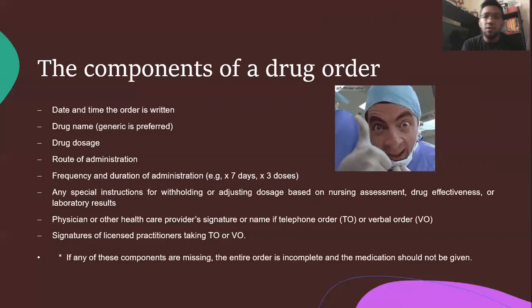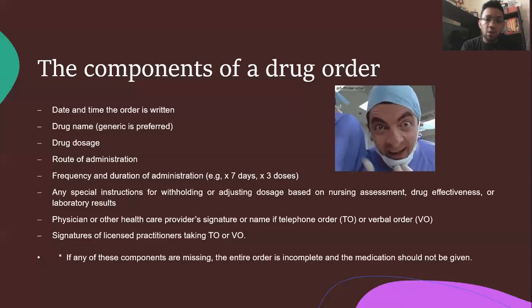Frequency and the duration of the administration. So for example, the patient needs to take an antibiotic for 7 days, 3 days, or three times a day, or any special instructions for withholding or adjusting dosage based on nursing assessment, drug effectiveness, or laboratory results. So for example, if the drug causes, let's say, blood problems, then the nurse needs to write it down for the doctor to be informed later on once the doctor is present.